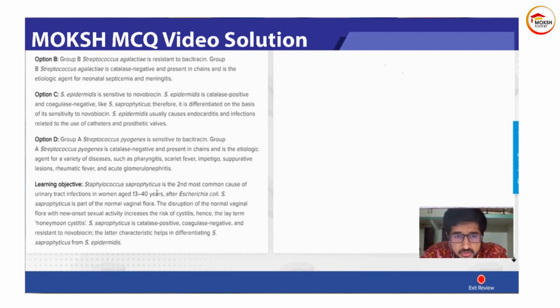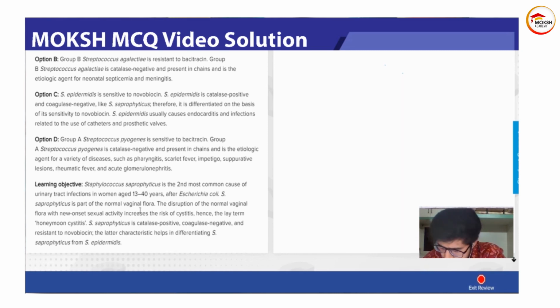All right, so Staphylococcus saprophyticus. Okay, so we were going wrong all this time, including me. Someone had corrected me, but I didn't get it. Staphylococcus saprophyticus is the second most common cause of urinary tract infections in women aged 13 to 40 years after E. coli. Like I said, E. coli is the most common cause, and Staphylococcus saprophyticus is the second most common cause.